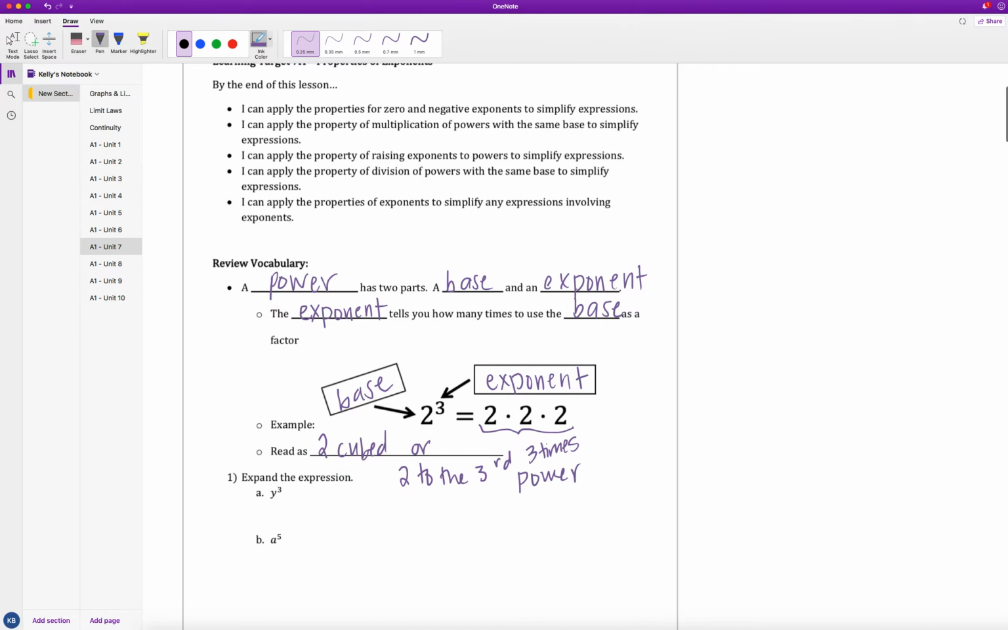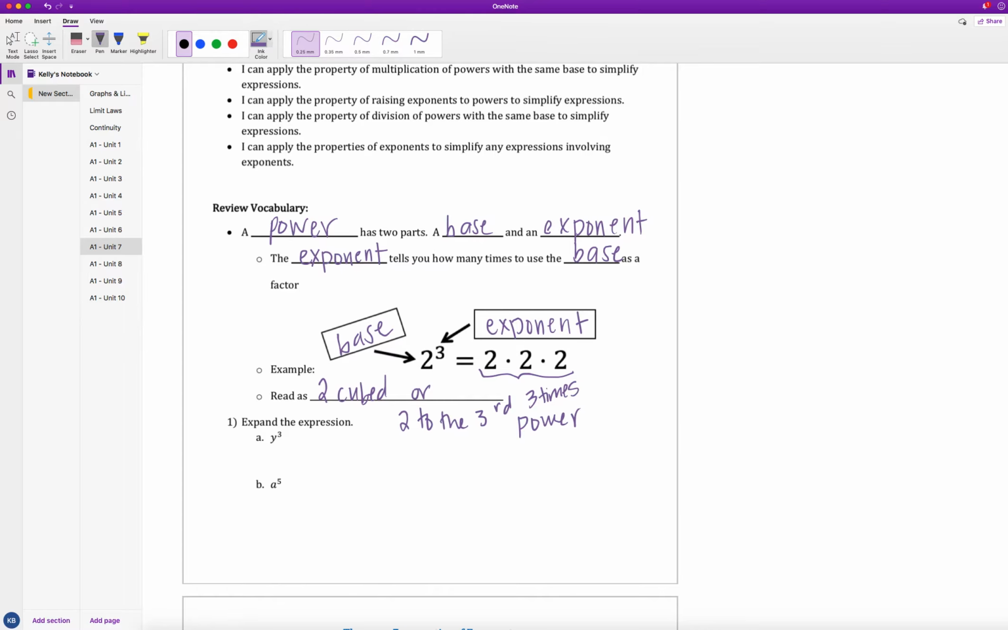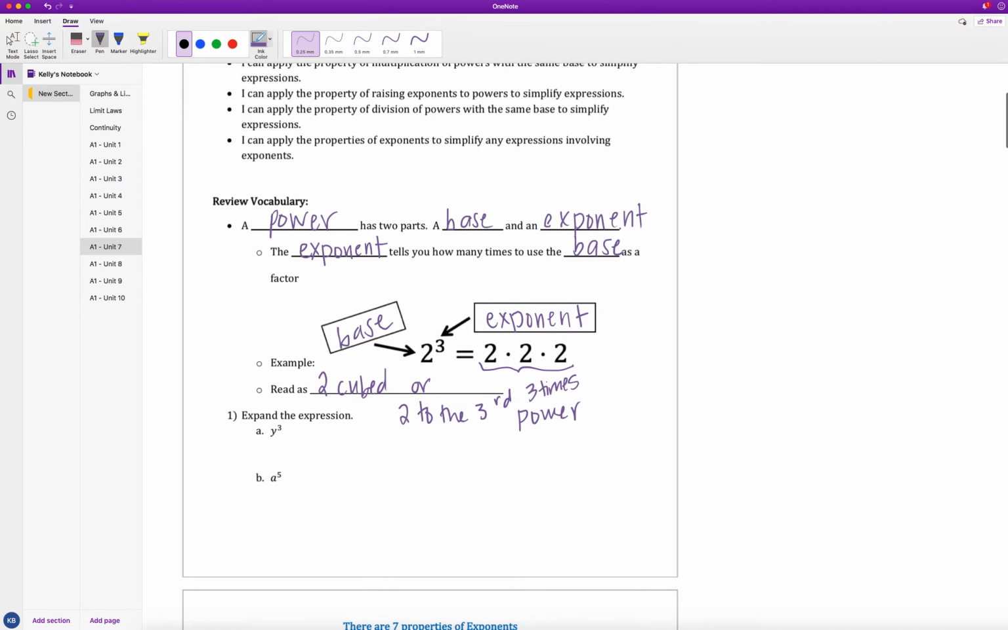And for some exponents, we will have kind of a shorthand like the 2 cubed, or if we had a 2 as our exponent, that would be considered squared. But for anything that is the fourth exponent or higher, we will say that that is the fourth power, fifth power, and so on. Okay, let's just practice expanding the expression.